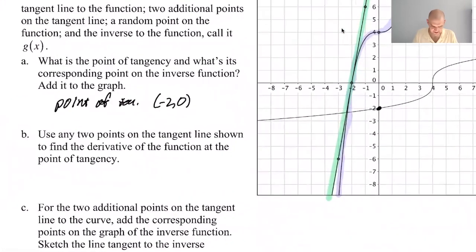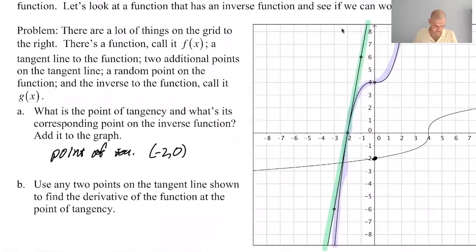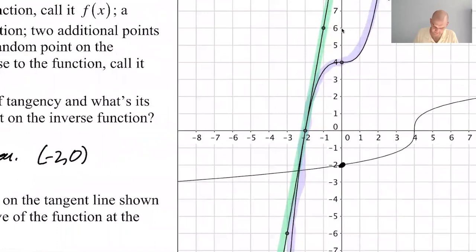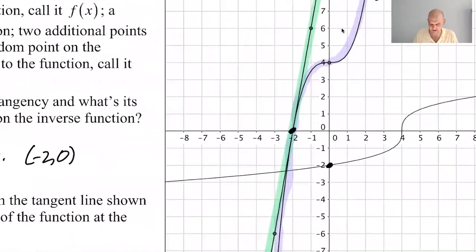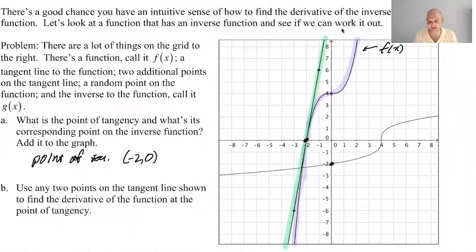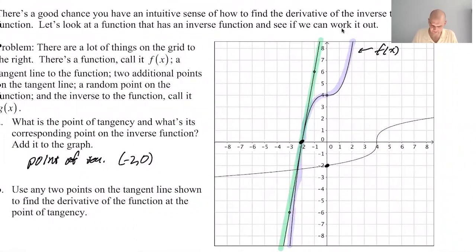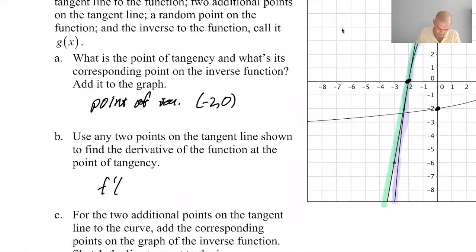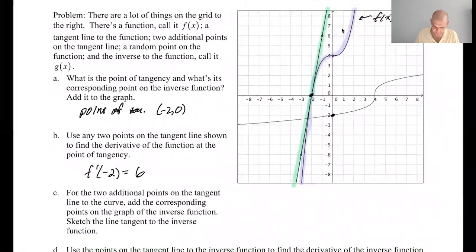Use any 2 points on the tangent line shown to find the derivative of the function at the point of tangency. The reason that's going to work is the tangent line and the curve have the same slope at the point of tangency, so I can use the tangent line to find the slope. I'm just going to count it off. You go up 6 and over 1. So f prime of -2 is 6, because we went up 6 and over 1.